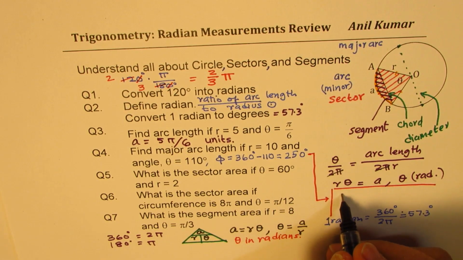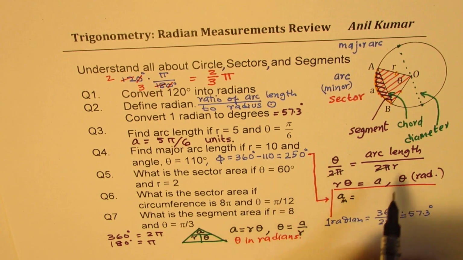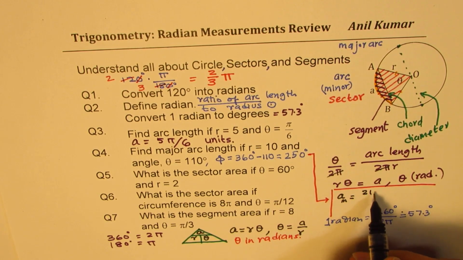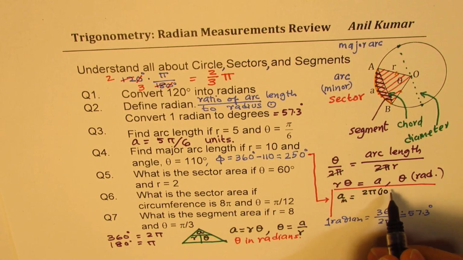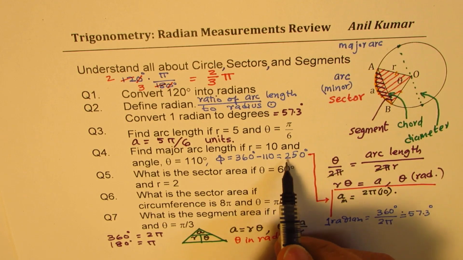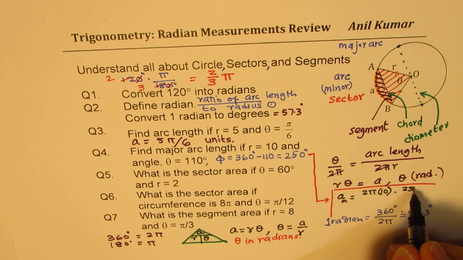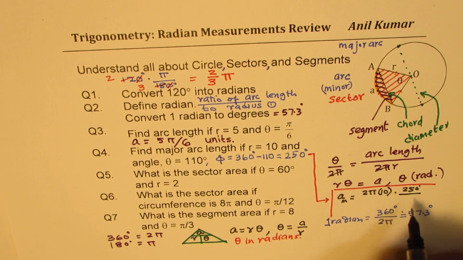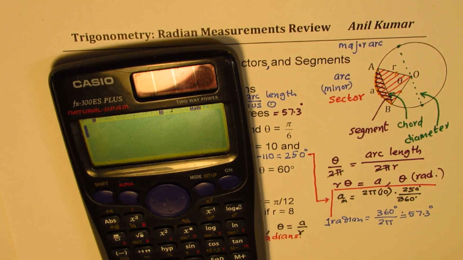So the major arc length A major is equal to 2 pi r. So 2 pi times the radius given to us, which is 10, times the angle, which is, that is the whole circle, right? Angle 250 degrees divided by total angle of 360 degrees. So that ratio gives you the arc length. So in basically working with circles and radian measurements, we are always working with these kinds of ratios.